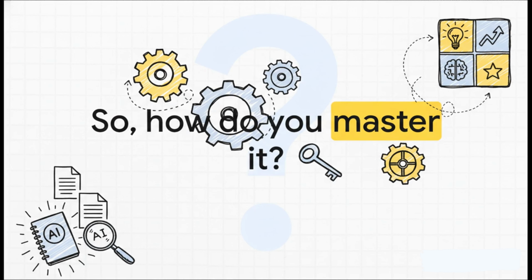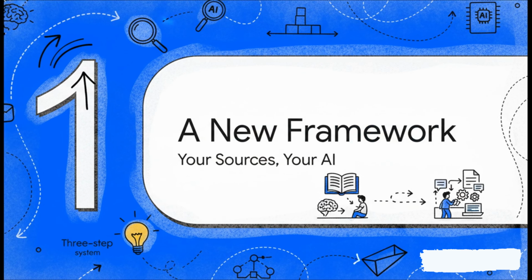So, you get what it is, but how do you actually master it? Well, the key isn't just knowing about the tool. The difference between getting kind of meh results and absolutely incredible results, well, it all comes down to your approach. That's why we're going to break down a powerful framework to really unlock its full potential. We're going to use a really simple three-step system that will completely change how you learn and work with information. Seriously, it'll transform you from just a passive consumer of content into an active creator.